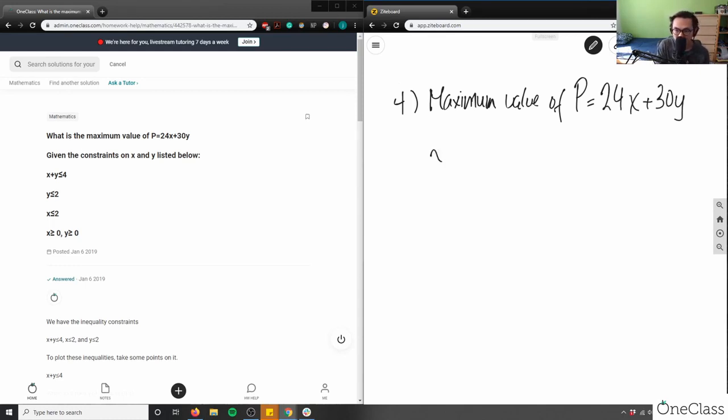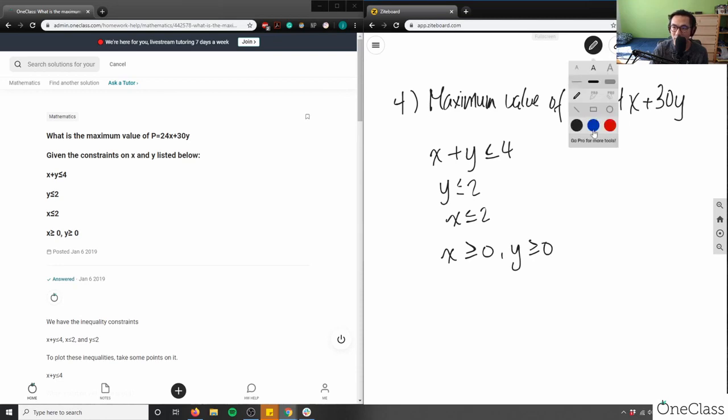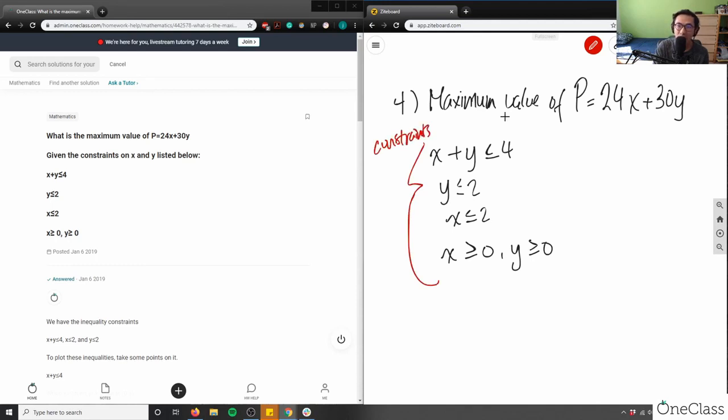So it says here x plus y has to be less than or equal to 4. Y has to be less than or equal to 2. X can also be less than or equal to 2. And x has to be greater than or equal to 0, and y has to be greater than or equal to 0. So given these constraints, or limitations, or restrictions, how can you find the maximum value?